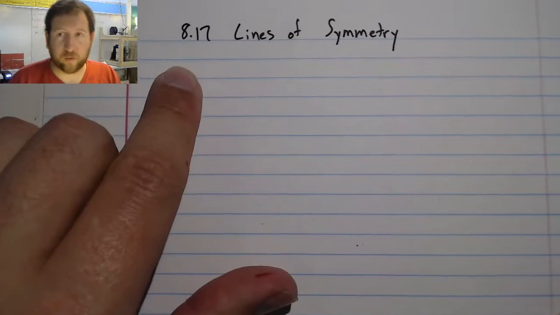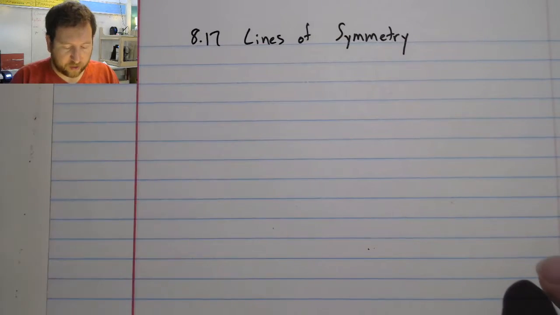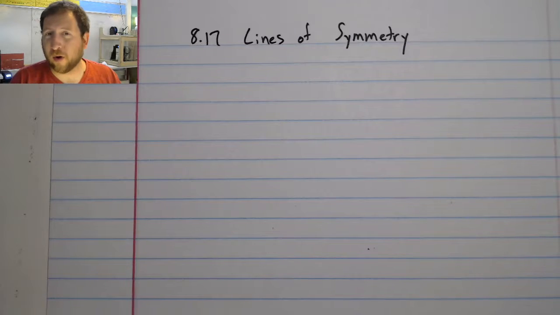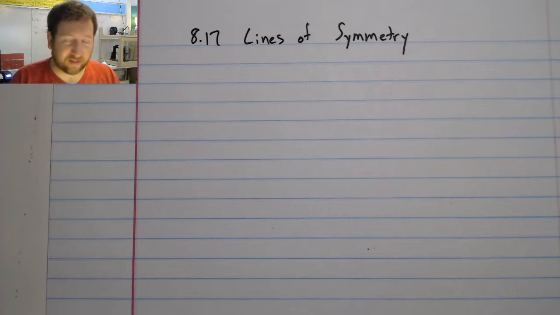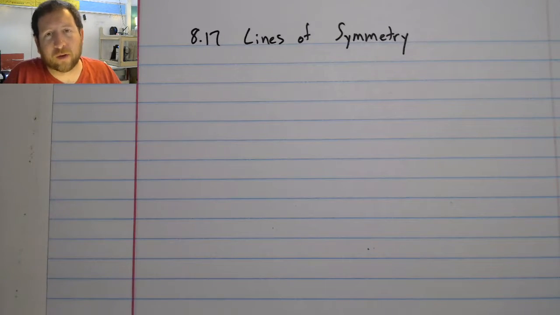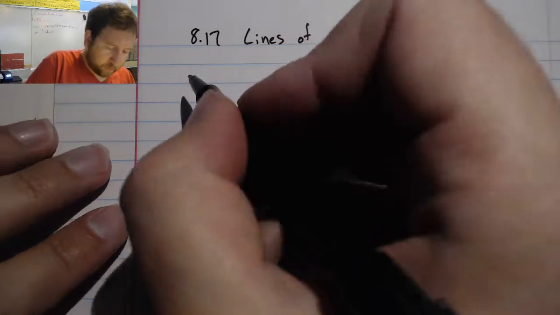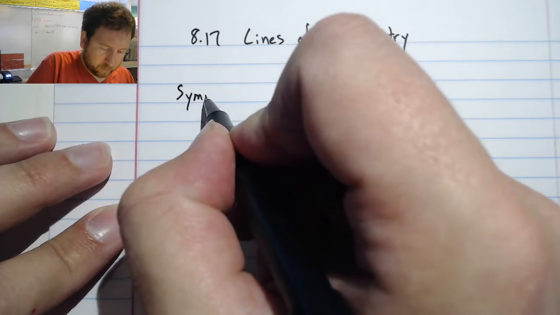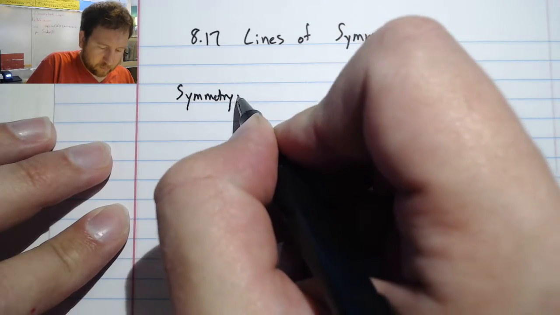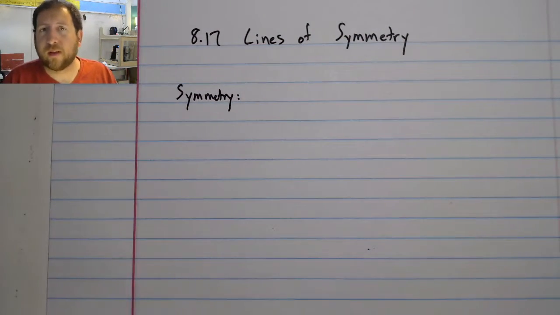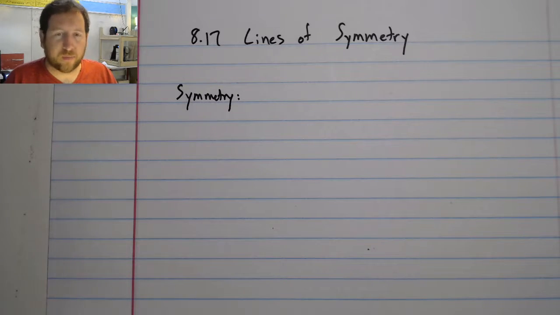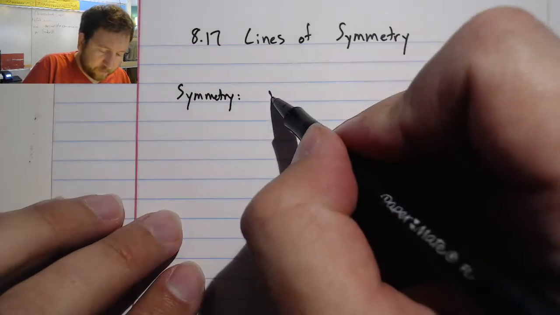All right, I want to talk real quick about section 8.17 as well. It's likely that you know or are familiar with these lines of symmetry, but I want to talk about it real quick anyway. All right, let's talk about symmetry real quick. Symmetry simply means when you divide a figure in half, the halves are congruent.